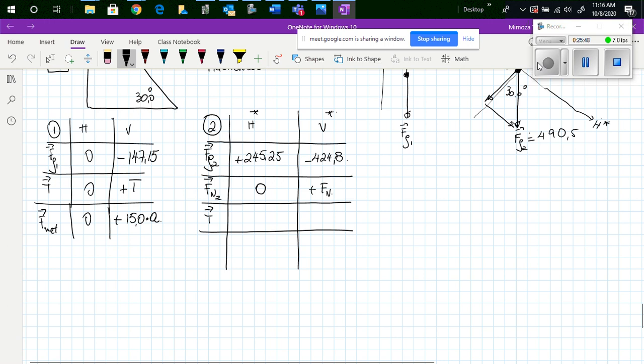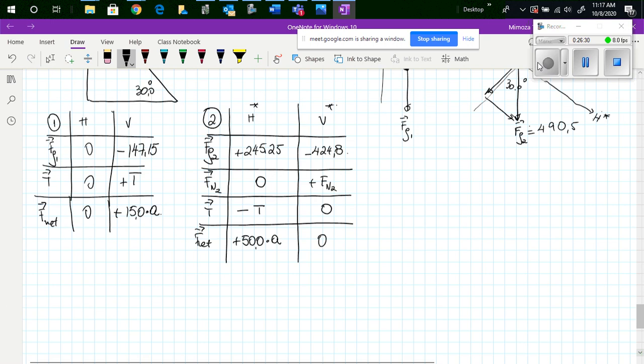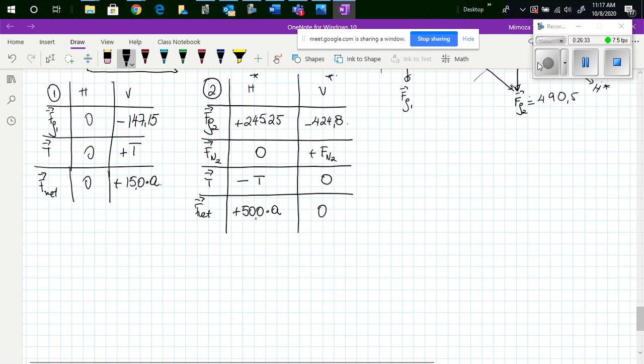On the vertical it will be positive F N2. Tension will be, in the horizontal, negative tension, because it is in the opposite direction of the positive horizontal. And on the vertical it is equal to 0. And when we are done with all the forces, we are at force net. In the horizontal, the object is moving down the incline, so it is in the same direction as the positive horizontal, times A. And on the vertical it is not moving in relation to the vertical axis. So here we have all three equations: the vertical of the first object, the horizontal of the second, and the vertical of the second.